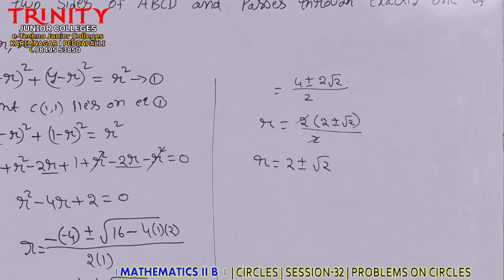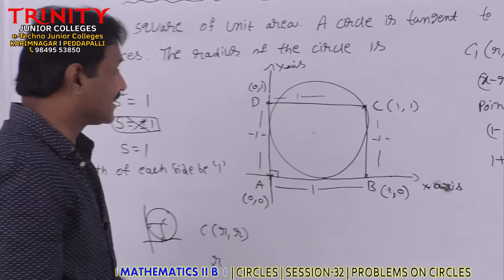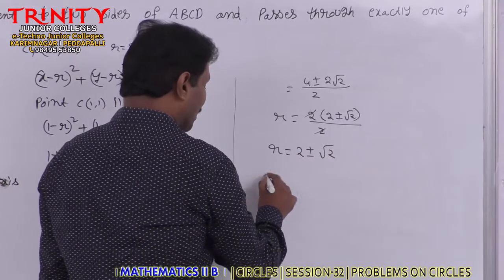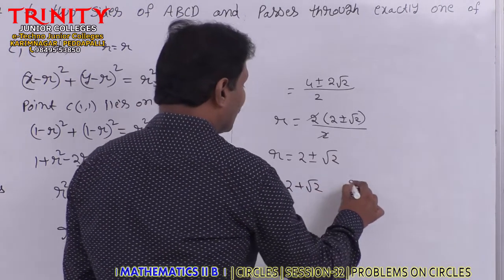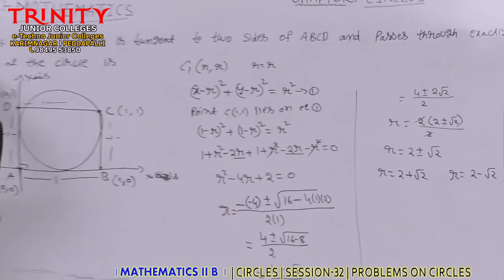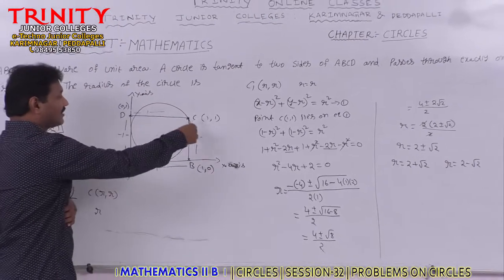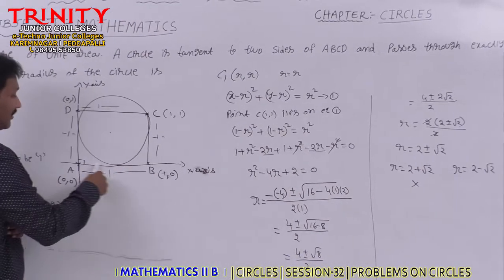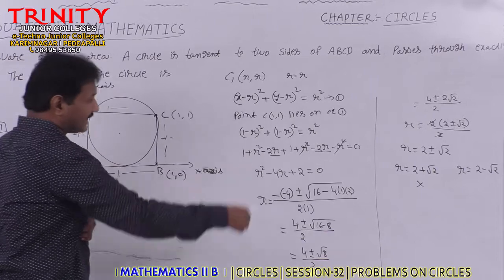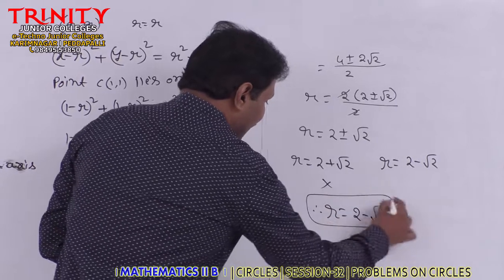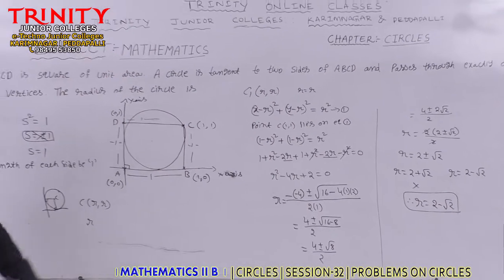Here the length of the maximum side is 1. This is the distance from the center to the radius. The radius is always less than 1. That's why, of the two options r equal to 2 plus root 2 and r equal to 2 minus root 2, suppose we take 2 plus root 2, that would be the largest. This is not possible because 2 plus root 2 is greater than the side length of the square. Therefore, the radius of the required circle is r equal to 2 minus root 2.